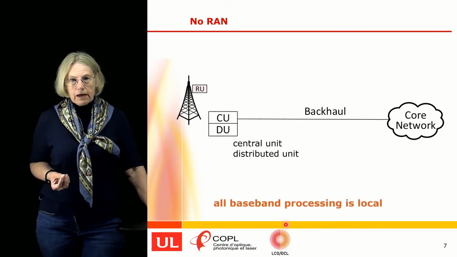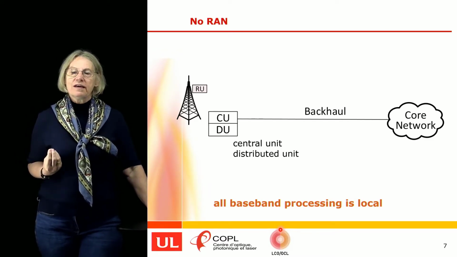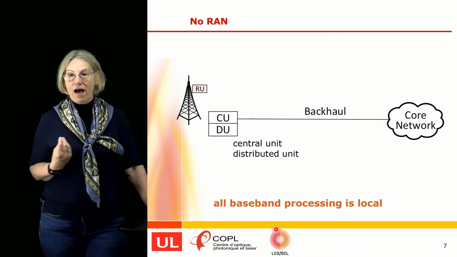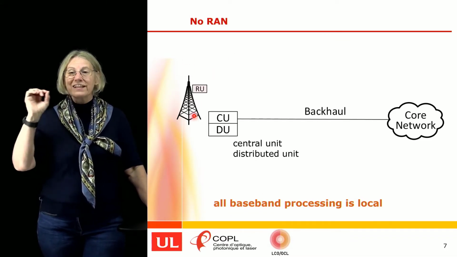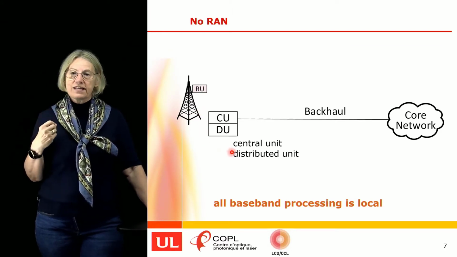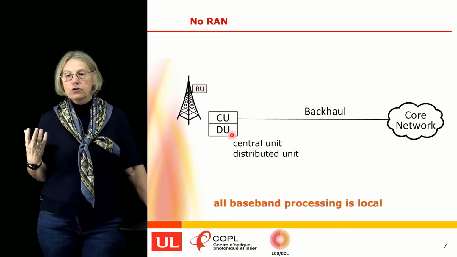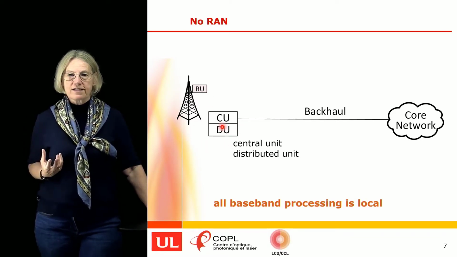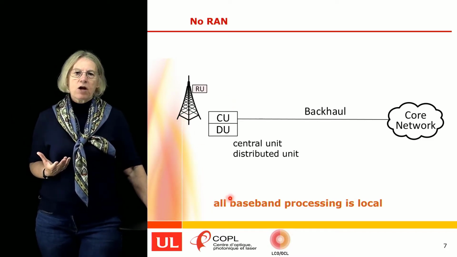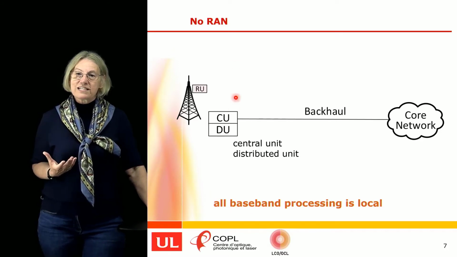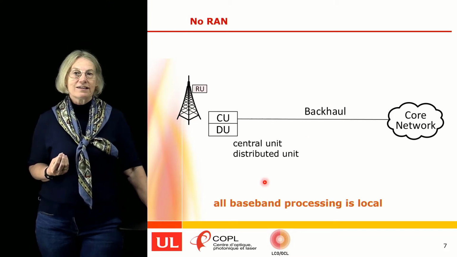Now, when we start to evolve to the RAN, we're going to look at some of the processing that has to go on at this antenna site. So RU, remote unit, really is the minimum. That's like the antenna. But in addition to that, of course, we have to have the central unit and distributed unit. The distributed unit would handle a lot of the physical layer processing. The central unit would handle a lot of the network layer processing. But basically, all the baseband processing is local here. It's all being done at the antenna site, and the backhaul is strictly digital.